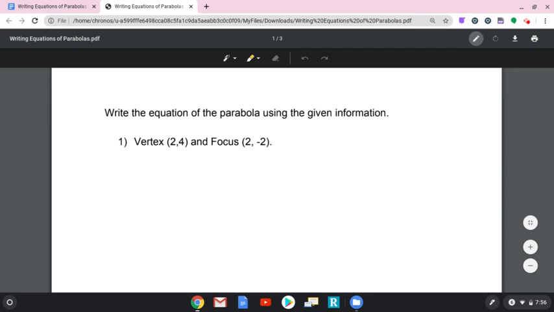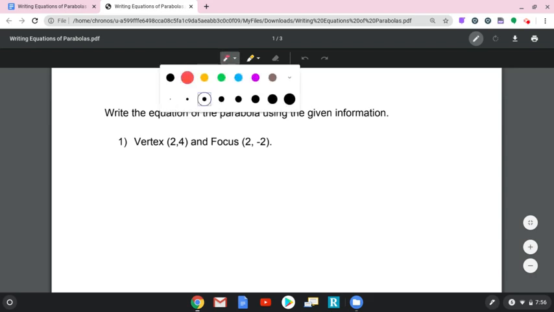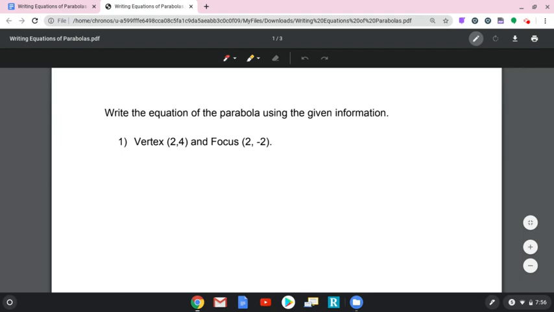Good morning, CP Pre-Calc. This is the last concept that we're going to go over about parabolas today. I'm going to do 2 problems with you. You have 2 problems that you need to hand in today.